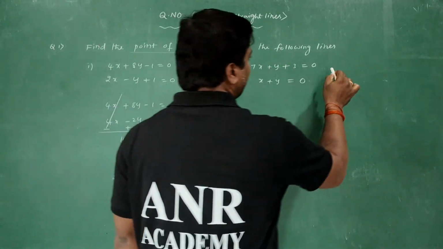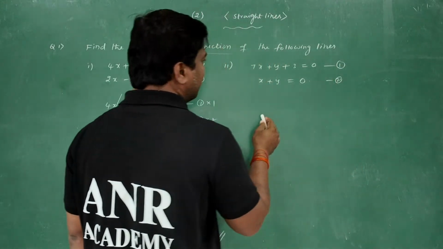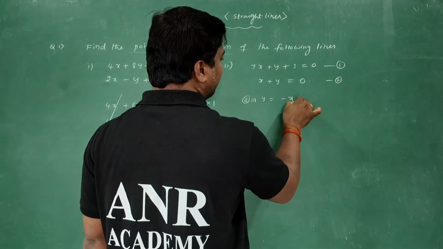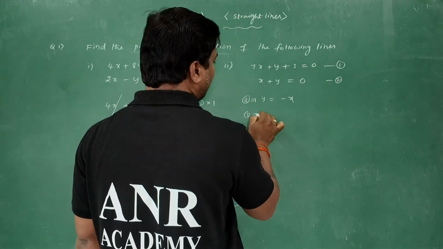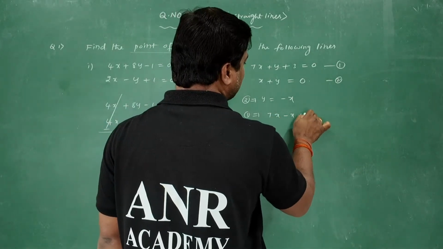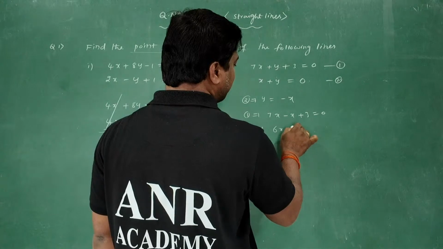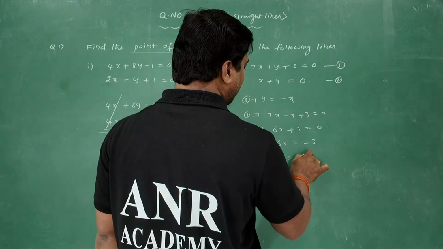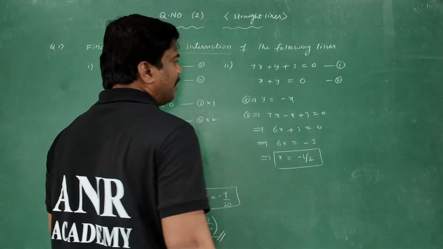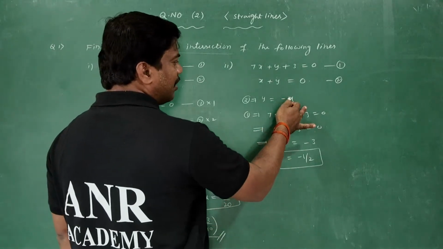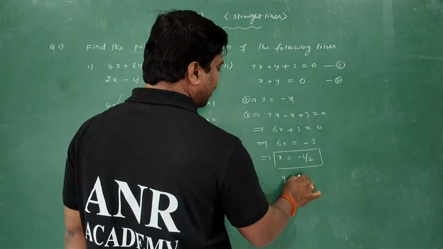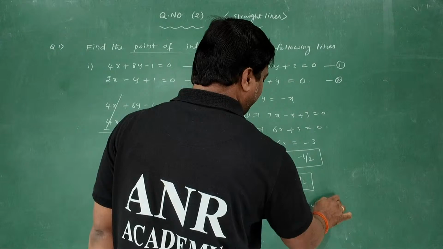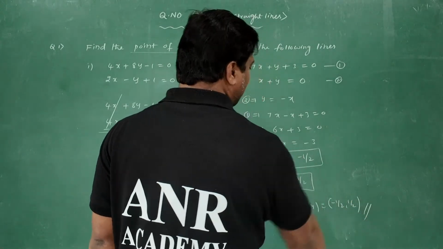Next, second one, in the same way, this is the first one and this is the second equation. From the second one I can write the value of y is minus x. Replacing in 1, now 1 becomes 7x minus x plus 3 equal to 0, implies 6x plus 3 equal to 0, implies 6x equal to minus 3, implies x equal to minus 1 by 2. When you substitute x value minus 1 by 2 here, minus of minus 1 by 2 gives the value of y, that is plus 1 by 2. Therefore, point of intersection x comma y is minus 1 by 2 comma 1 by 2.